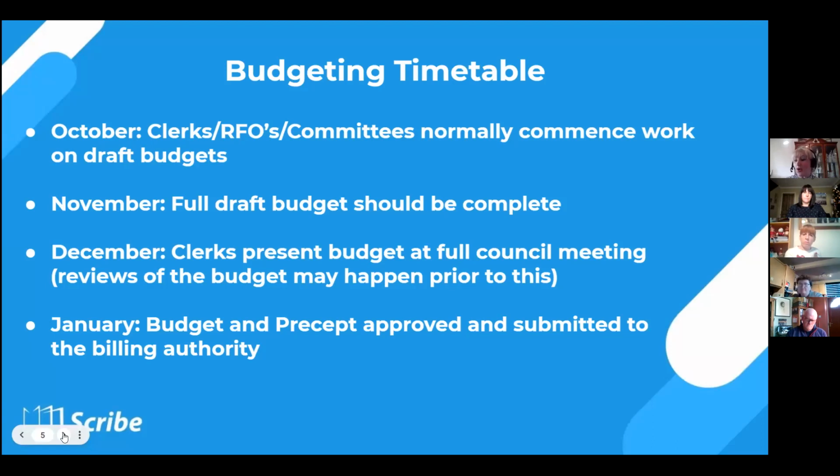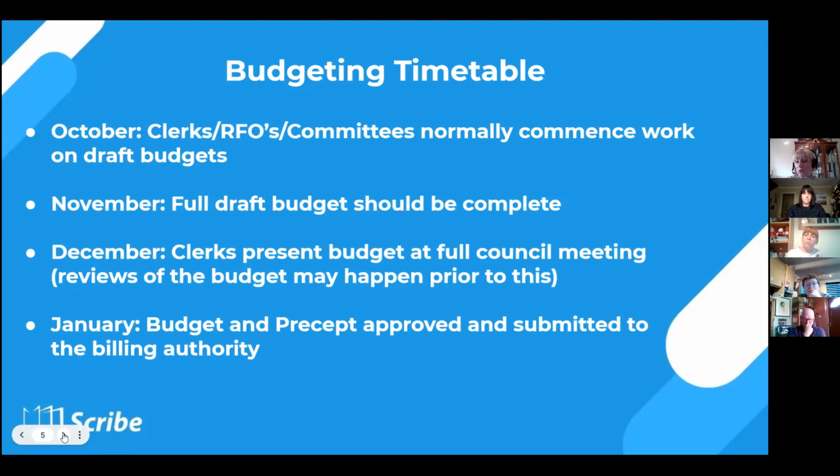As I mentioned, your clerk will normally start preparing the annual budget around November. If your council has committees, sometimes separate budgets may be prepared for these, and these also may be approved by the relevant committee ahead of the main budget and precept setting meeting.